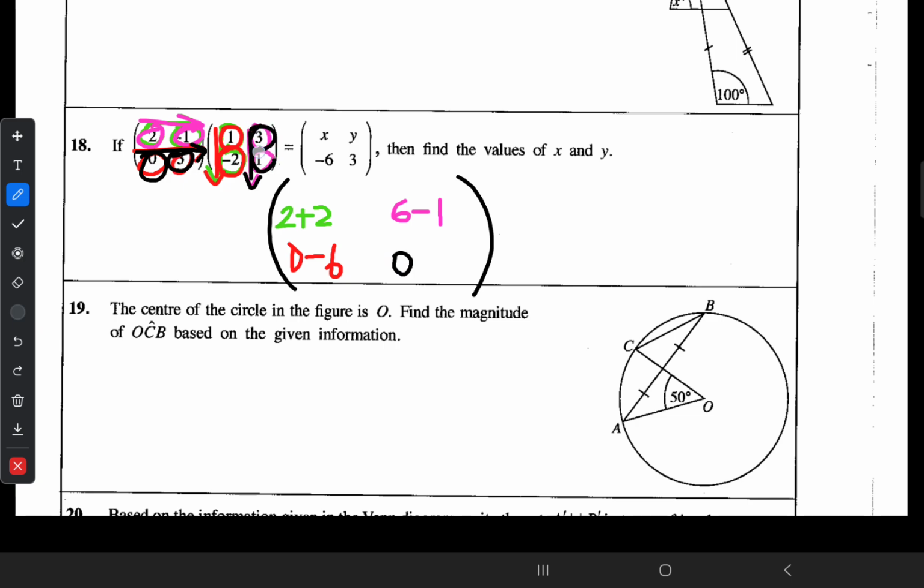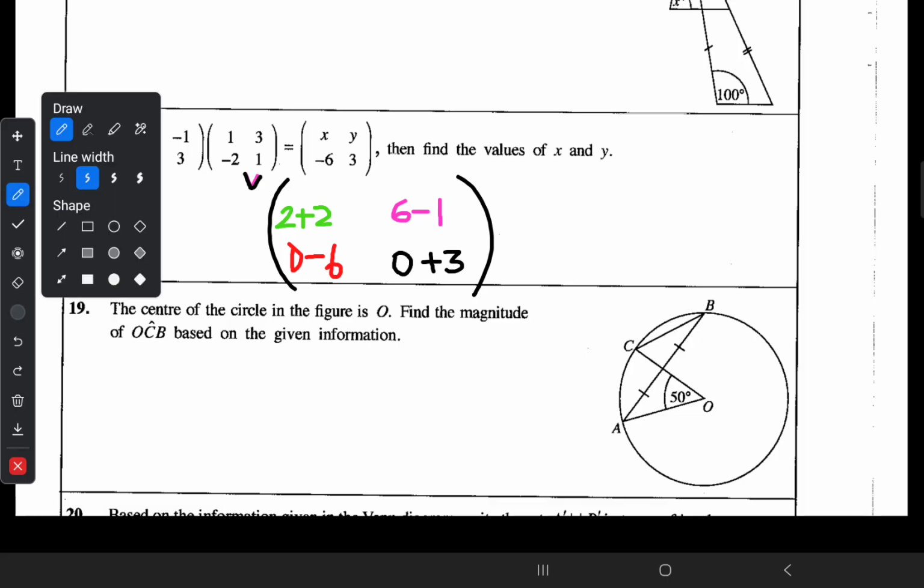3 into 1, it should be 3. Positive 3. So that's all about the multiplication. I'll repeat once more. Just look at the values carefully.